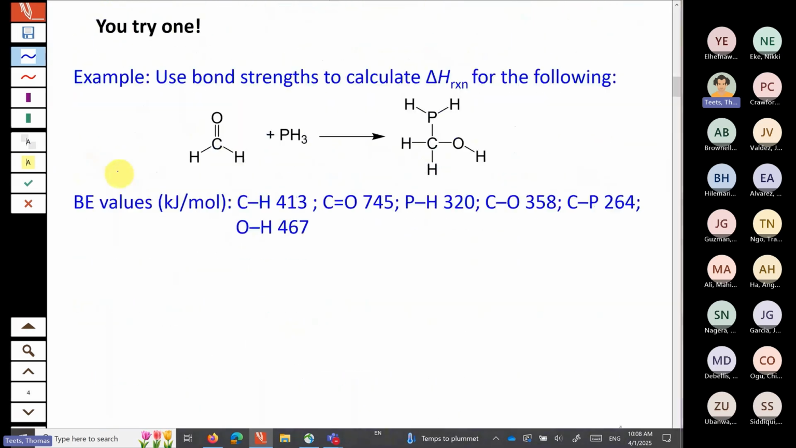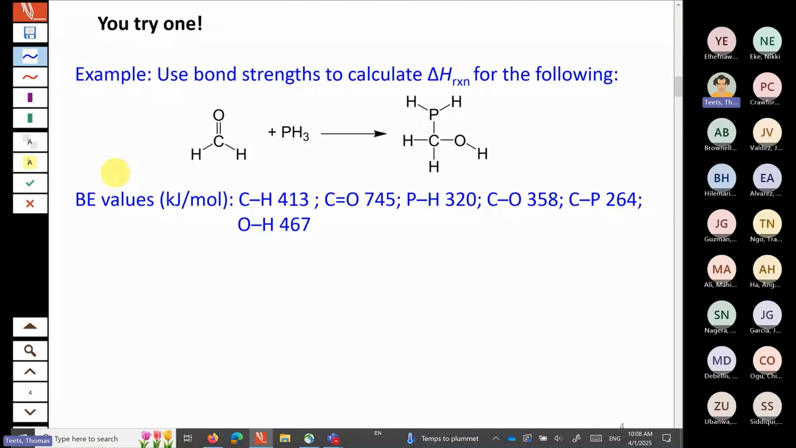So we're going to have this reaction here where we take this compound called formaldehyde, which you may have heard of. We're reacting it with phosphine, which is nasty stuff. Don't play with it. And then you're going to form this new product over here. So in a problem like this, we're going to be giving you a whole series of bond energies. I think the way it was set up on the homework, you would have a table with all the bond energies, and you have to find the right ones. But here we're just giving you the selected ones.